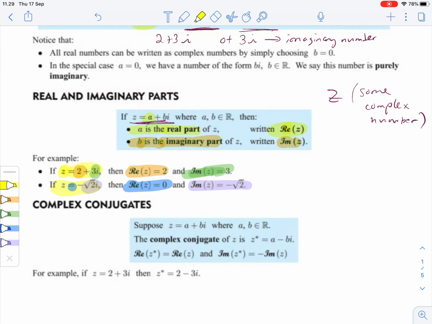The complex conjugate is important. If we have some complex number z, where it's a plus bi, the complex conjugate is often expressed as z with a little star, a little asterisk, above it. And the complex conjugate is equal to a minus bi, given that this is z. Here's an example right here: 2 plus 3i, the complex conjugate is 2 minus 3i.